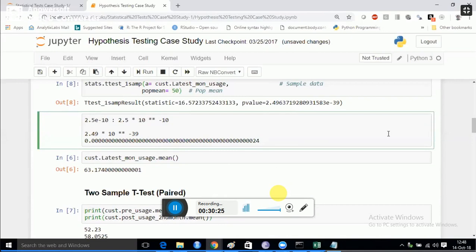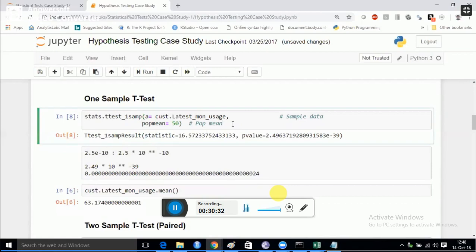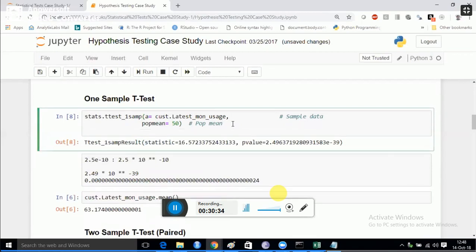Can I ask a question? What does the statistic tell you? What statistic is it? It's a T value or Z value. T score, Z score, we have calculated it. That is your test statistic.